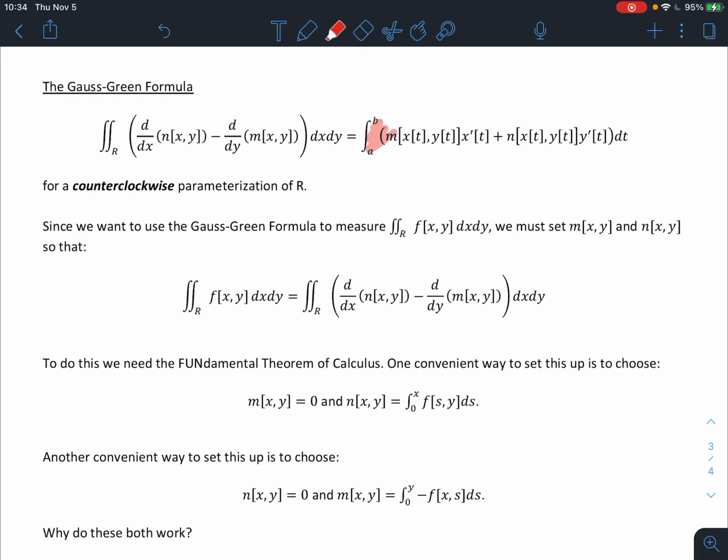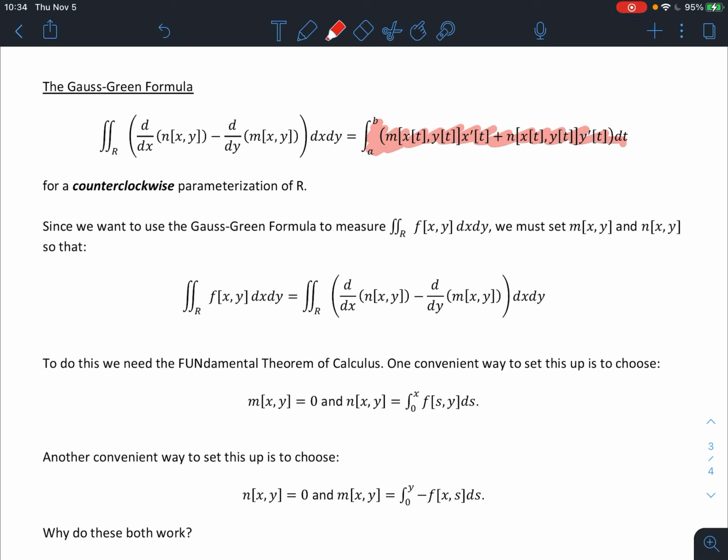I like to use this notation for my Gauss-Green formula. Basically what we're trying to do is make a double integral into a single integral that's actually doable for us.